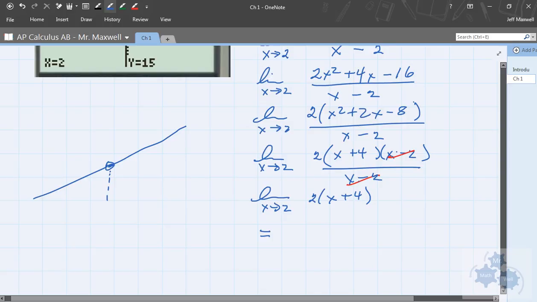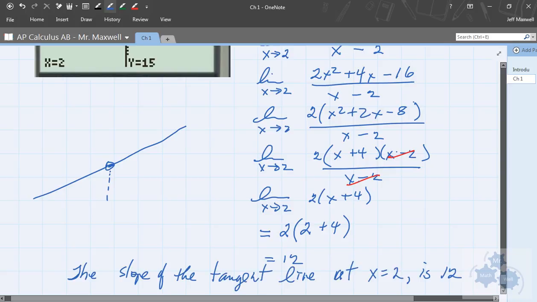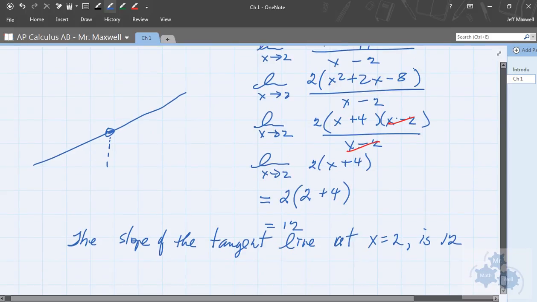Well, you can plug it in. So now you go like this. You go 2, and you plug in your 2 for x. And that's 2 times 6, which is 12. Okay? So your limit is 12, see? The limit is 12. And you can write now that the slope of the tangent line at x equals 2 is 12. Okay, so that's your answer.